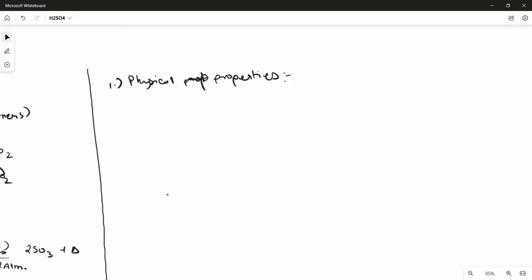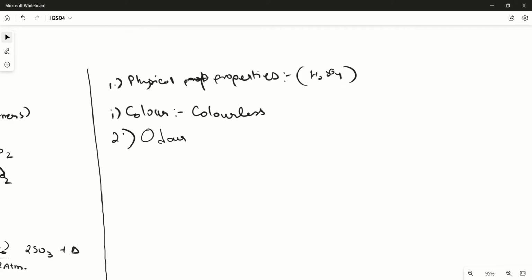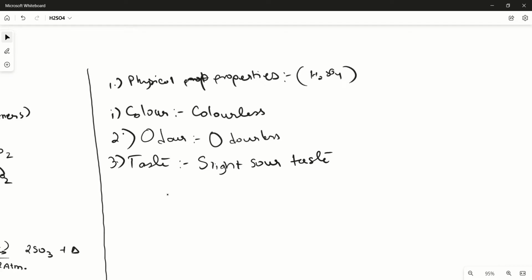So the first physical properties of H2SO4. The first property is its color. It is colorless. Then its odor. It is odorless. Then taste. I know it's an acid, so people won't usually consume acids, but it has a slight sour taste. I don't know who tasted it, but it has a slight sour taste.